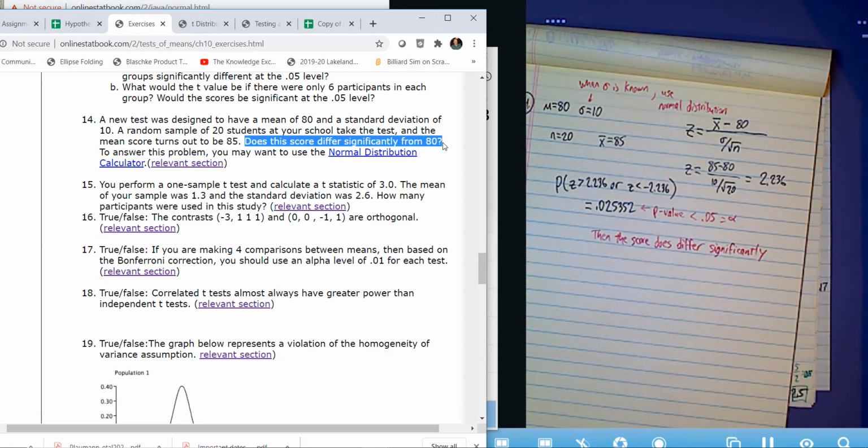I think on last week's quiz, I forgot to give some of you a value of alpha on your quiz. And you do need that. Confidence intervals and hypothesis testing both depend on this significance level. Okay, so that's the normal distribution calculator.